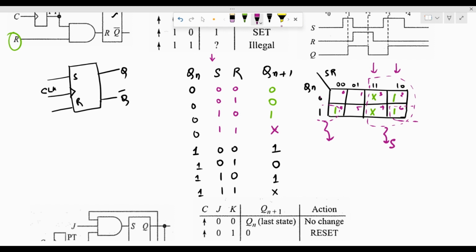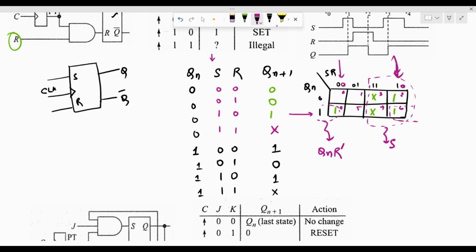The next group can be formed by grouping this particular one along with this one. And the expression for this group turns out, so let's analyze the row. Row wise, this is going to be Qn. And looking at the columns, these two are the columns that are going to be analyzed, because that's where this pair is spanning. Over here, R is 0 for this column and this column. Therefore, since it's 0, I'm going to retain it as R dash.